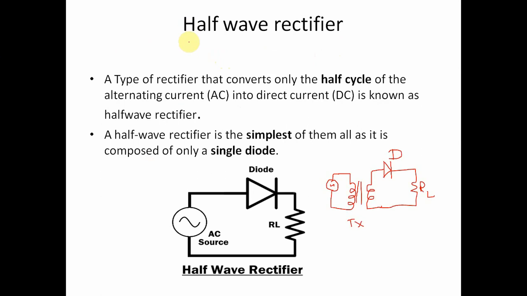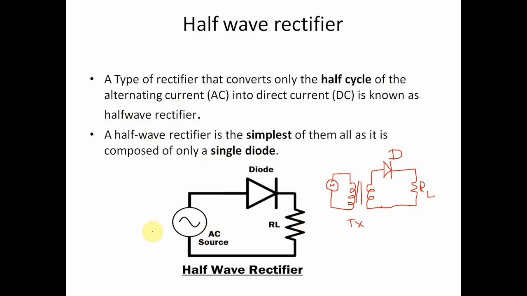Now we will study the first rectifier, the half wave rectifier. A type of rectifier that converts only the half cycle of the alternating current AC into direct current DC is known as a half wave rectifier. The half wave rectifier is the simplest of them all as it is composed of only a single diode.